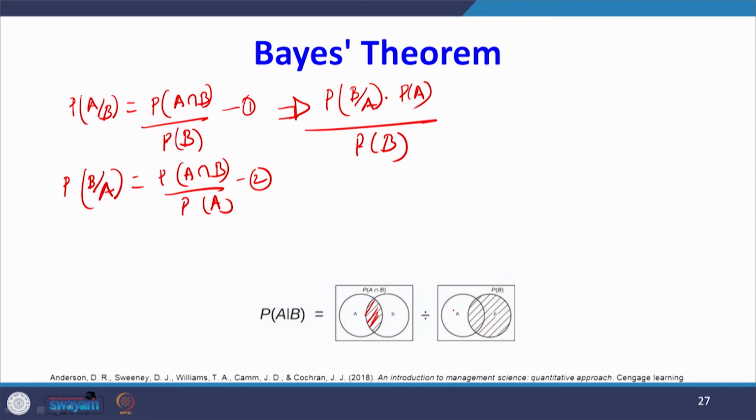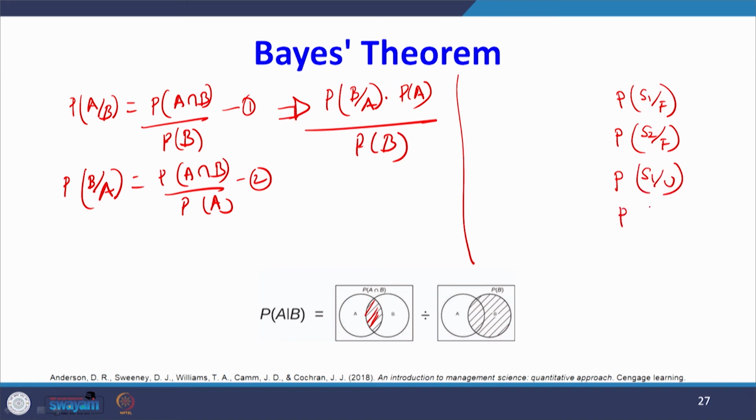So, in our problem, what is given to us? What do we need to find out? We have to find the probability of S1 when the report is favorable. Similarly, we have to find the probability of S2 when the report is favorable. Similarly, we have to find P of S1 when the report is unfavorable, and P of S2 when the report is unfavorable. But this information is not available with us. What information do we have? We have P of F given S1.